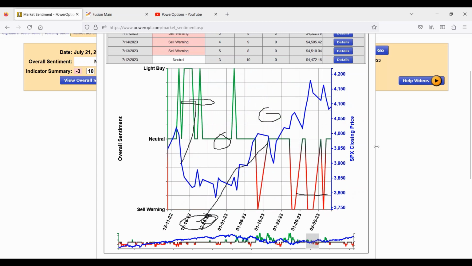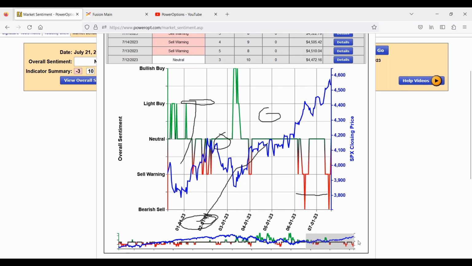And let's see, let me expand this a little bit so you get a better view. Let me clean up my drawings, folks. That'll help immensely. And so here, when we got back down below 3,900, based on what the market has done, you started to see those strong buy warnings. That was back in April.